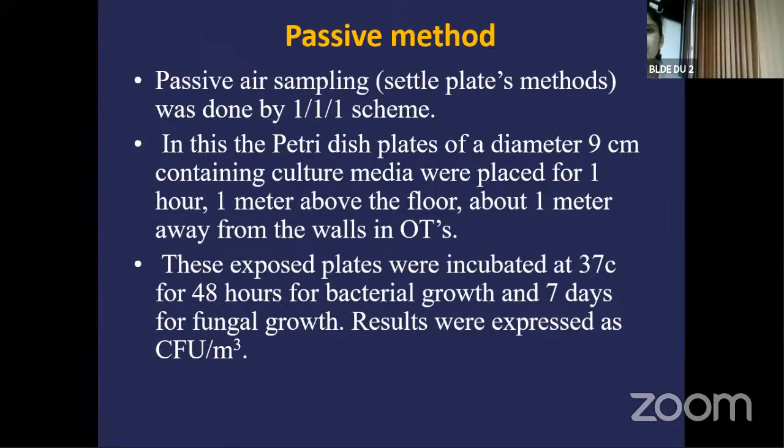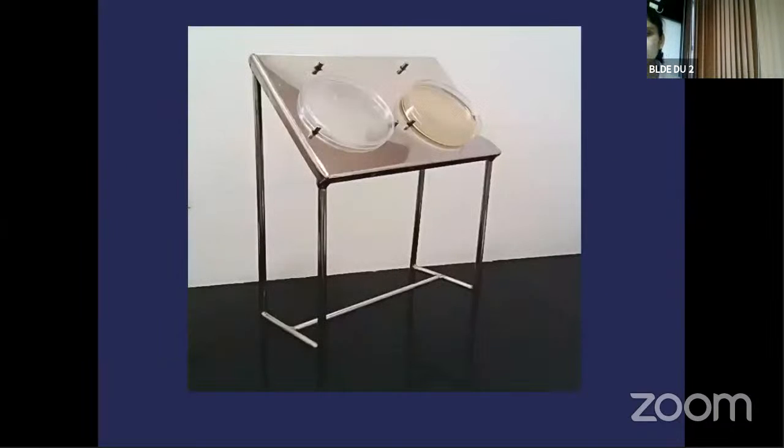Passive air sampling was done by the 1-1-1 scheme. In this, petri dish plates of 9 cm diameter containing culture media were placed for 1 hour, 1 meter above the floor, about 1 meter away from the wall in OTs and ICUs. These exposed plates were incubated at 37 degrees centigrade for 48 hours for bacterial growth and 7 days for fungal growth. Results were again expressed as colony forming units. This is the table for collecting the samples by the settle plate method.